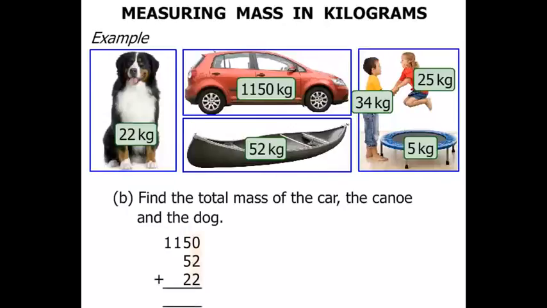So from the ones or units column, 0 plus 2 is 4. Our next column there, 5 and 5 is 10, plus 2 more is 12. So for 12, we put the 2 down and, of course, carry the 1. 1 plus 1 is 2, and we're only left with 1 there, so let's write that down. So the total there, total mass is 1,224 kilograms.